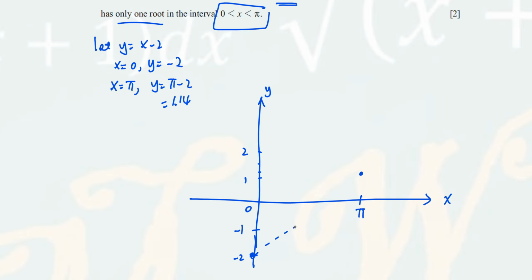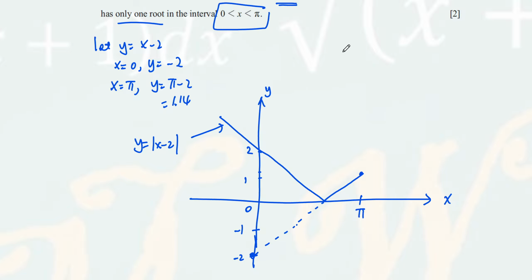Okay, so I should draw it. Then when I do reflection, it will be reflected to 2. So it's a straight line. Okay, so this is your y equals modulus x minus 2.